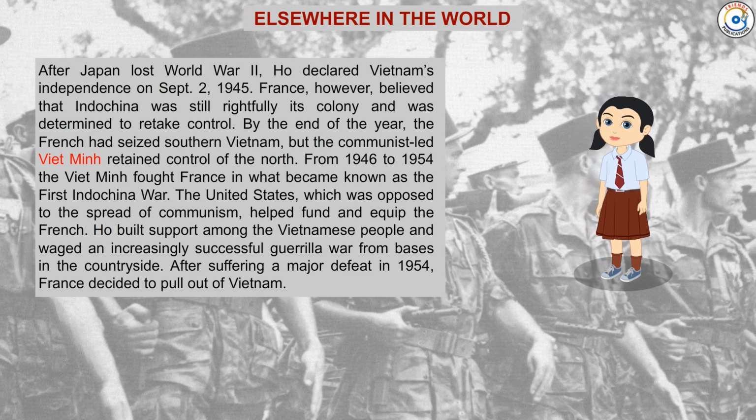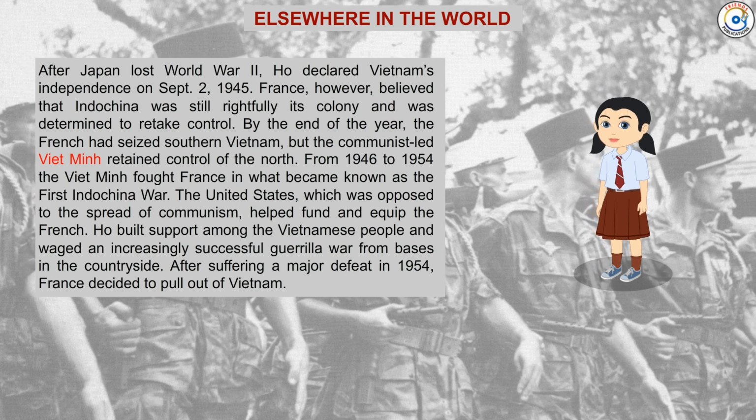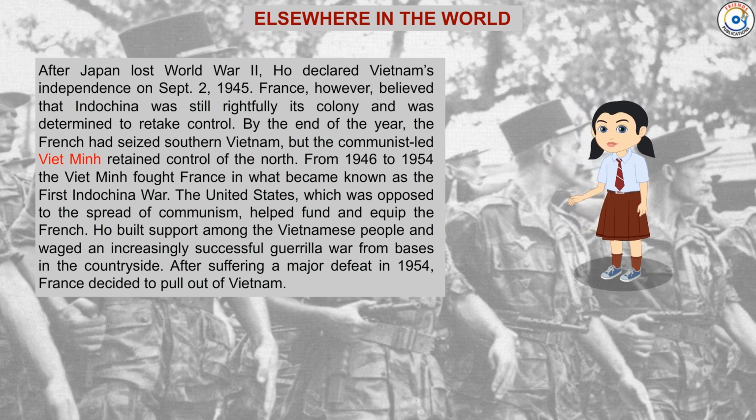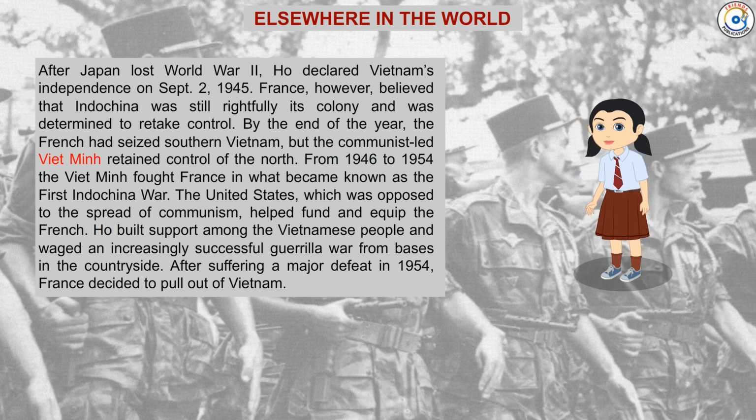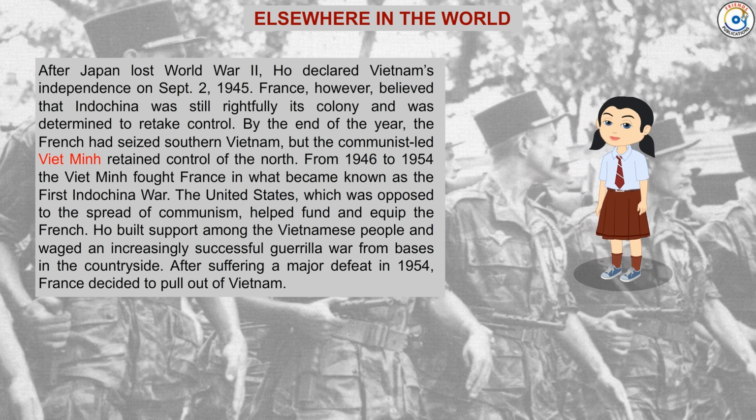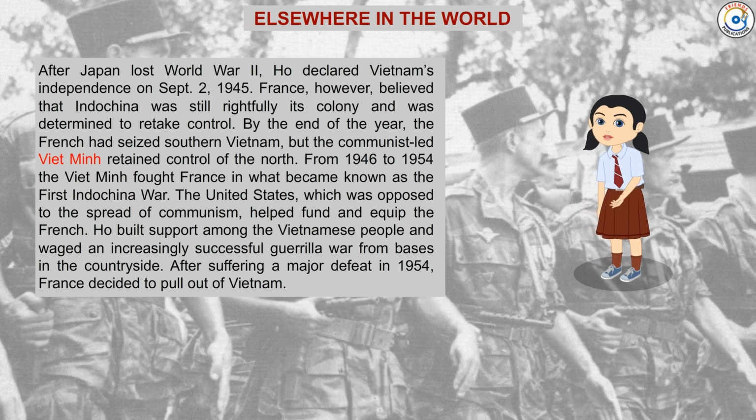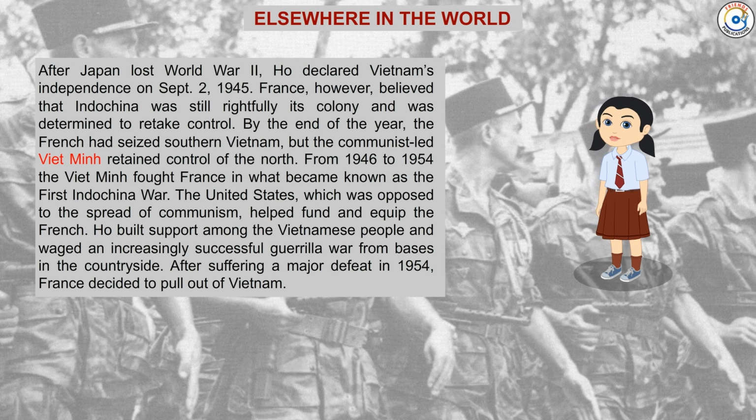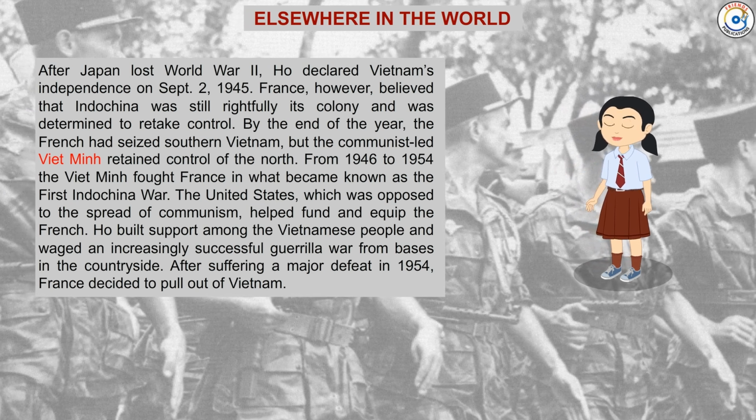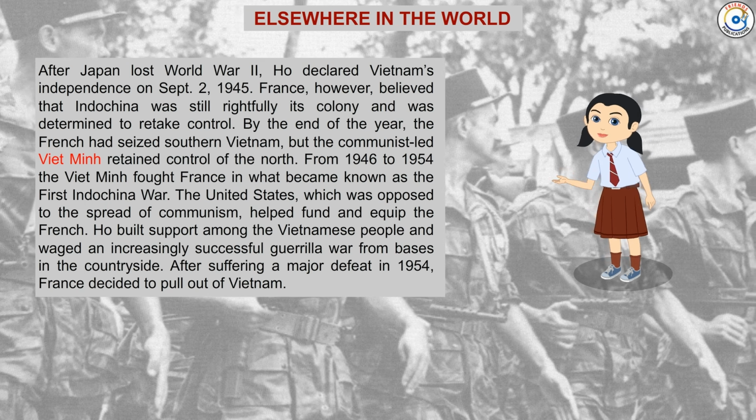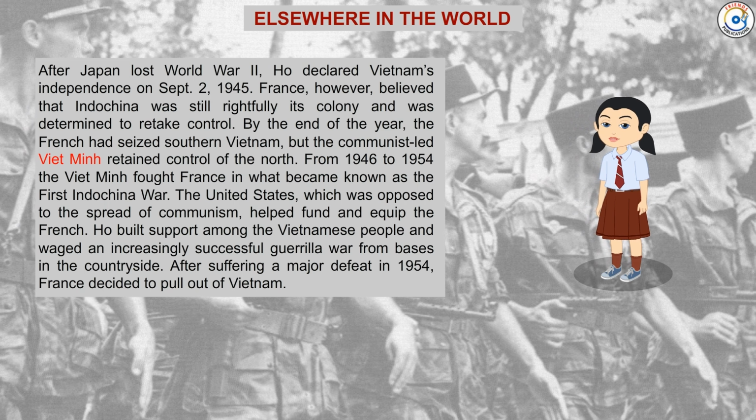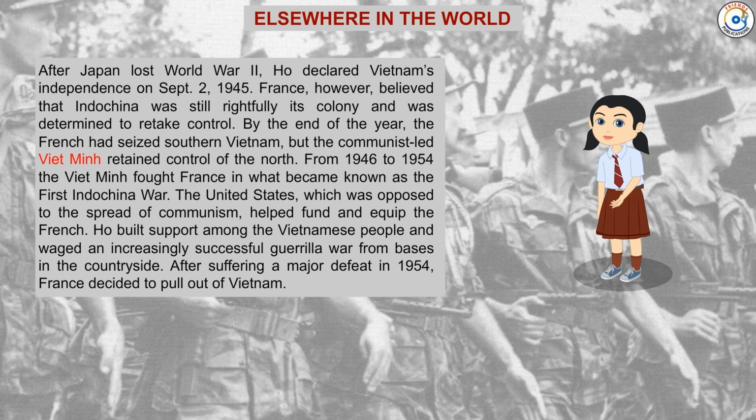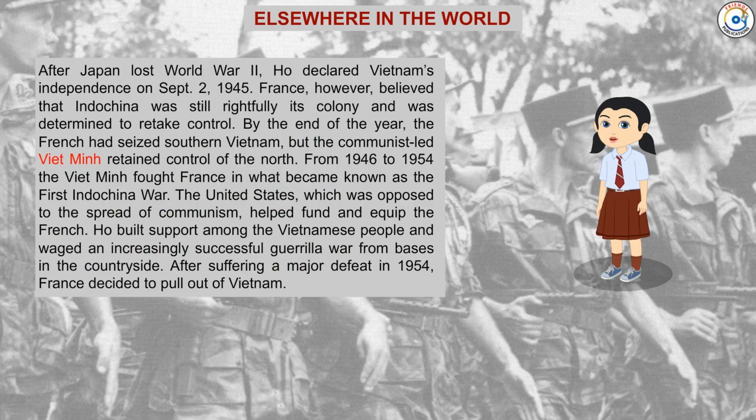France, however, believed that Indochina was still rightfully its colony and was determined to retake control. By the end of the year, the French had seized southern Vietnam, but the communist-led Viet Minh retained control of the north. From 1946 to 1954, the Viet Minh fought France in what became known as the First Indochina War. The United States, which was opposed to the spread of communism, helped fund and equip the French. Ho built support among the Vietnamese people and waged an increasingly successful guerrilla war from bases in the countryside. After suffering a major defeat in 1954, France decided to pull out of Vietnam.